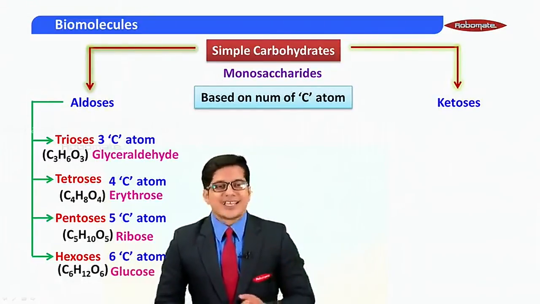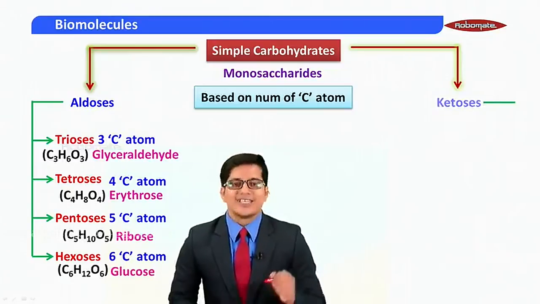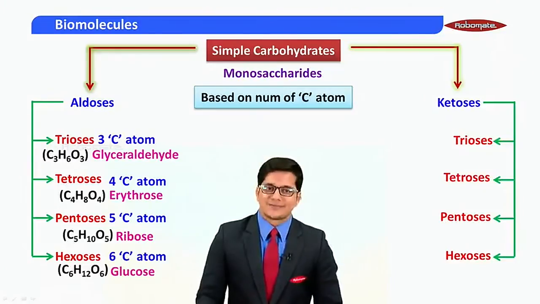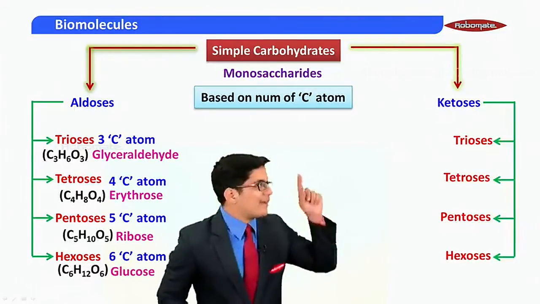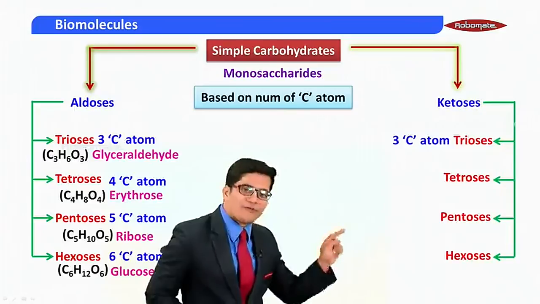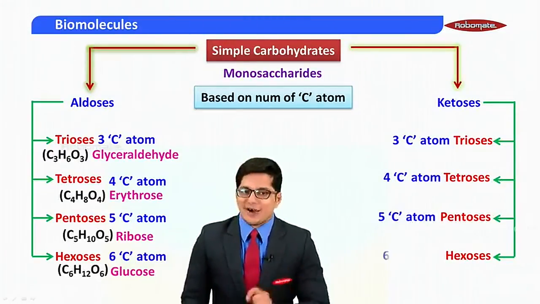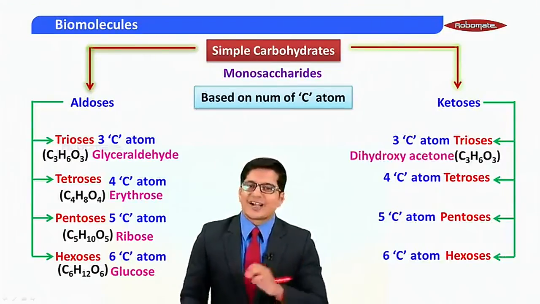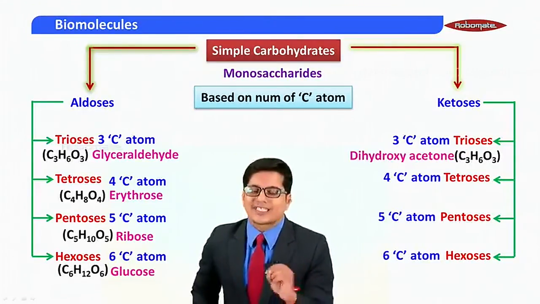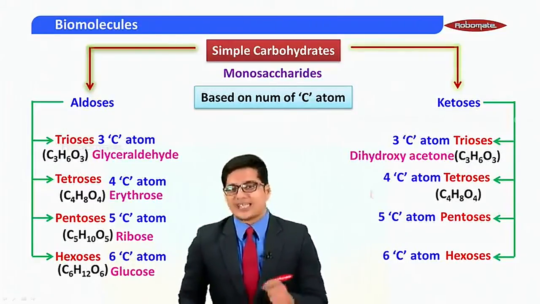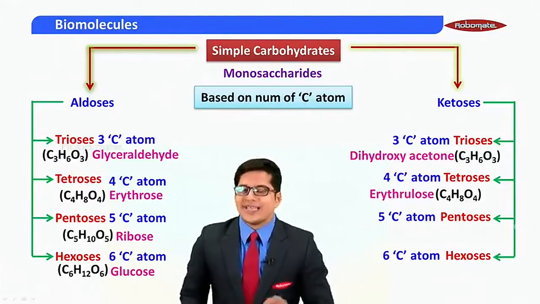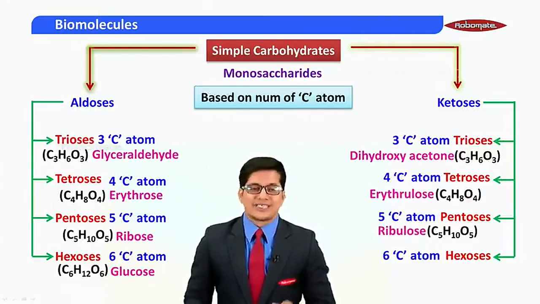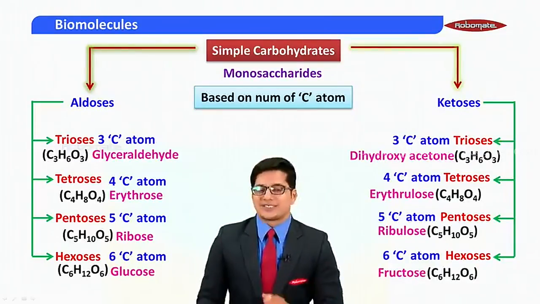Similarly, ketoses can be further classified as trioses, tetroses, pentoses, and hexoses, which consist of 3, 4, 5, and 6 carbons. Now, trioses. Example for trioses is a compound called dihydroxyacetone. Tetroses, the example is erythrulose. Pentoses, the example is ribulose. And hexoses, the example is fructose.